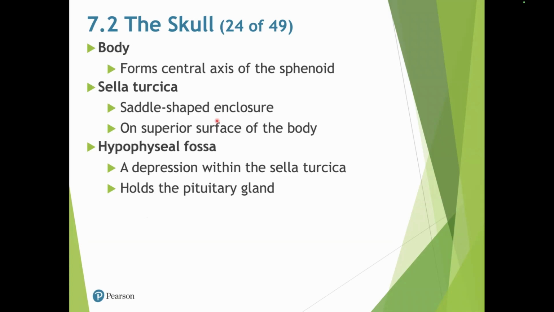All right, so we have the body. The body is going to form the central axis of the sphenoid bone. Okay. You have the sella turcica. It is going to look like a saddle. You'll see what I'm talking about. It's a saddle-shaped enclosure on the superior surface of the body of the sphenoid. You have your hypophyseal fossa, which is a depression within that sella turcica, and it's going to hold that pituitary gland.